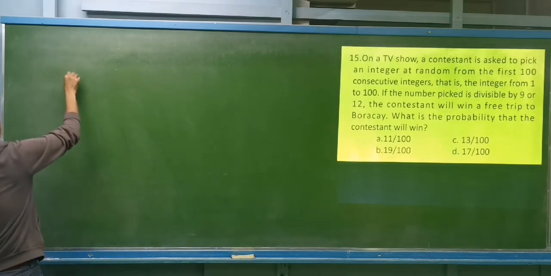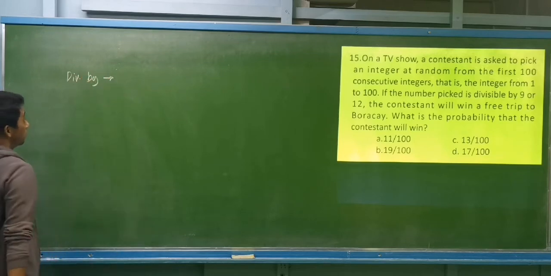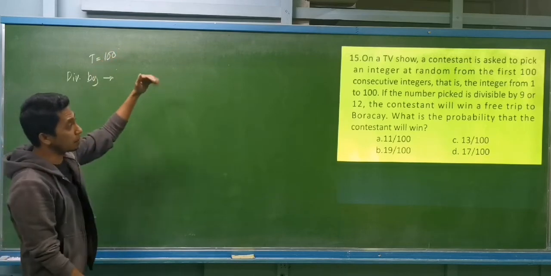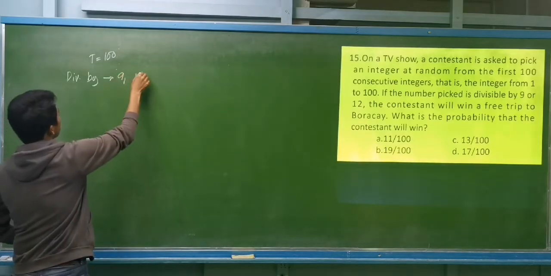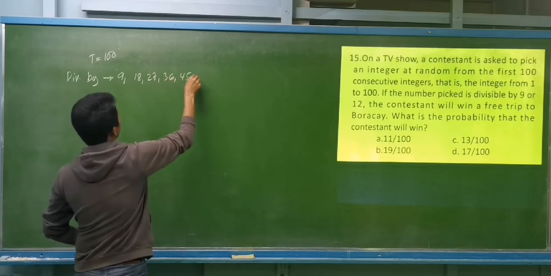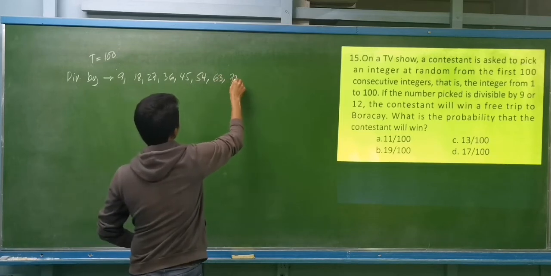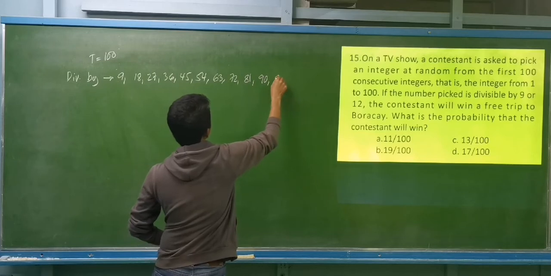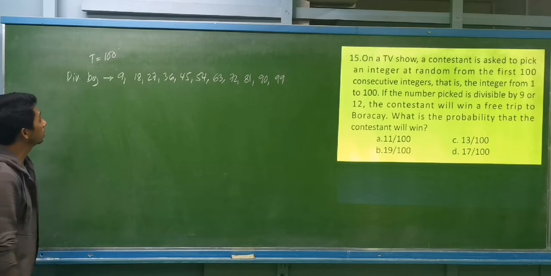So, yung divisible by 9, ano yung mga divisible by 9 natin na numbers? So, take note, yung total natin is 100. So, ang pagpipilian is from 1 to 100. Divisible by 9 is 9, 18, 27, 36, 45, 54, 63, 72, 81, 90, tapos 99. Hanggang 99 lang tayo since, from 1 to 100.